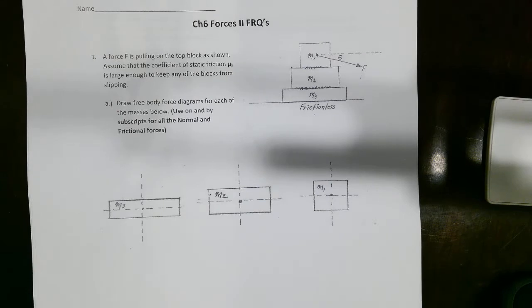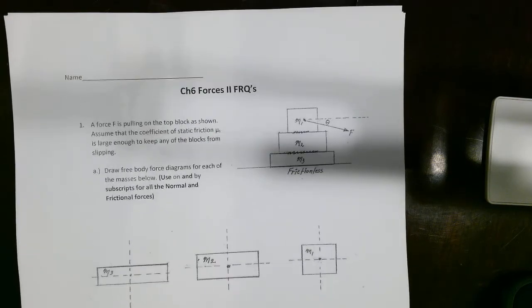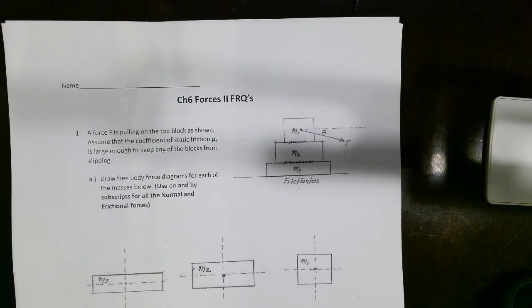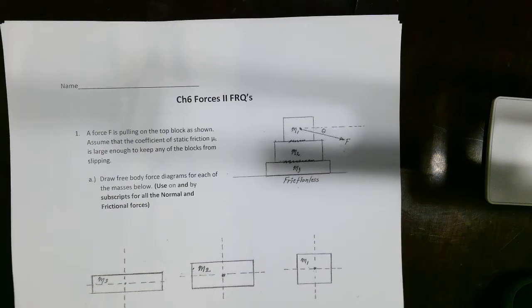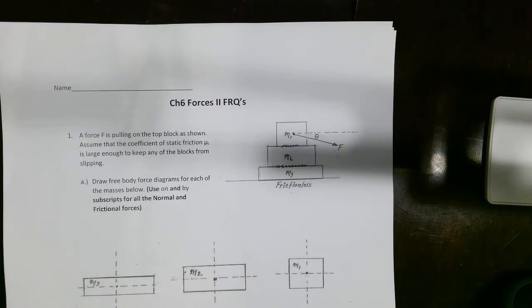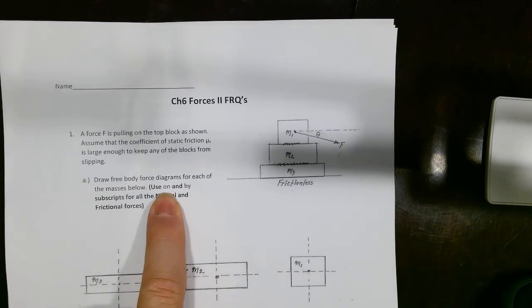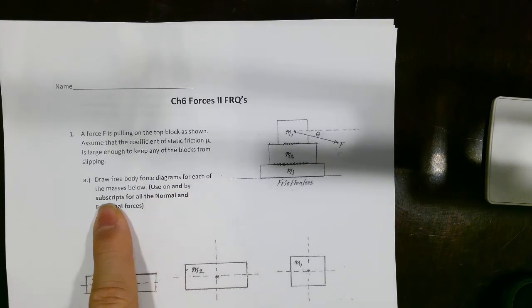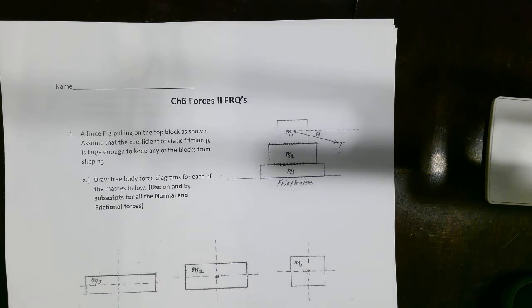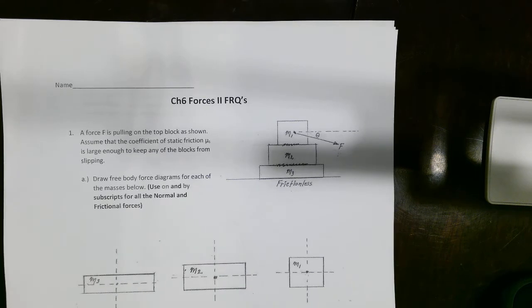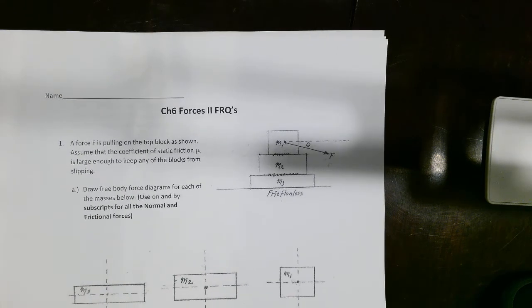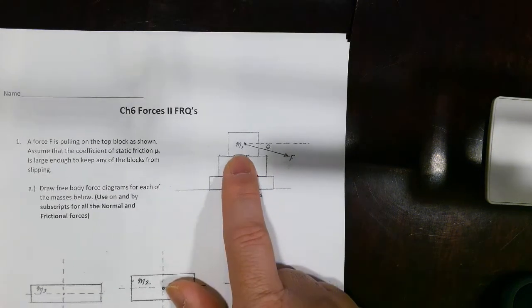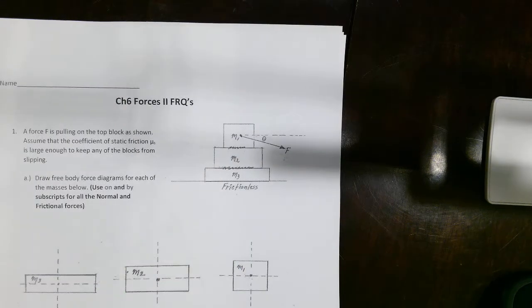frictionless table. And part A says draw a free body diagram, a force diagram for each one of these, and the masses below. Use on and by subscripts for all the normal and frictional forces. So that's very important that we show that. So let's start with the top block right here, mass one.